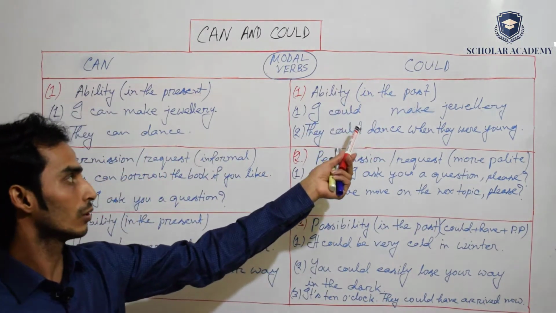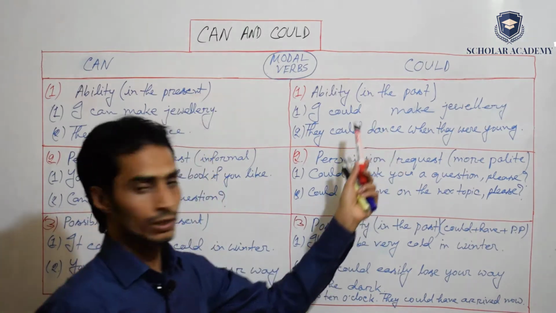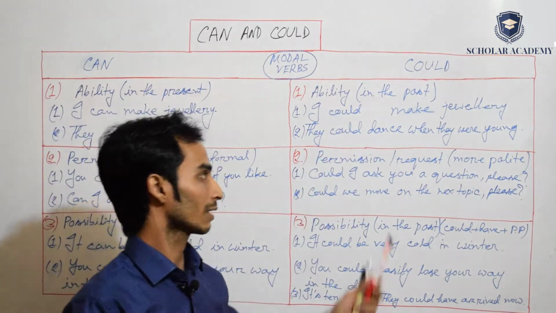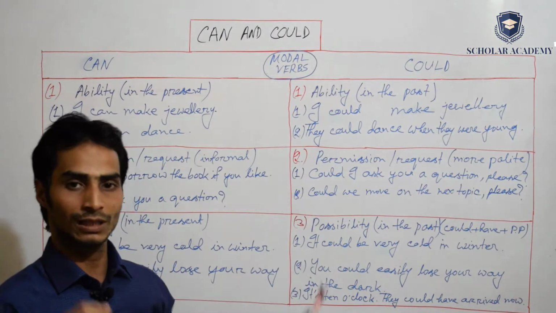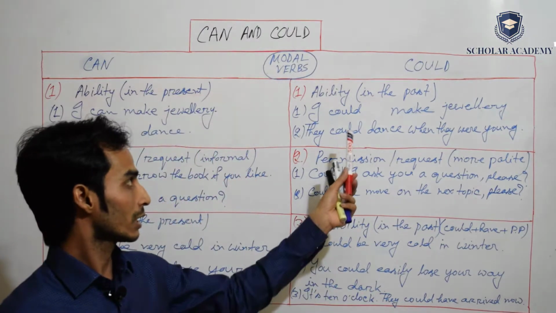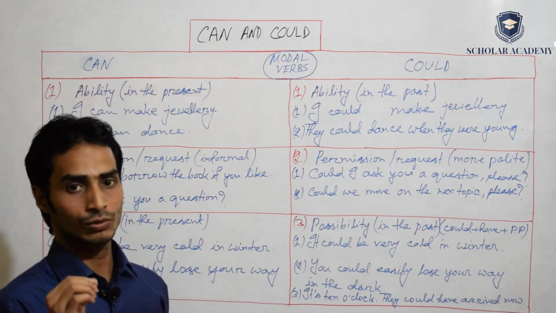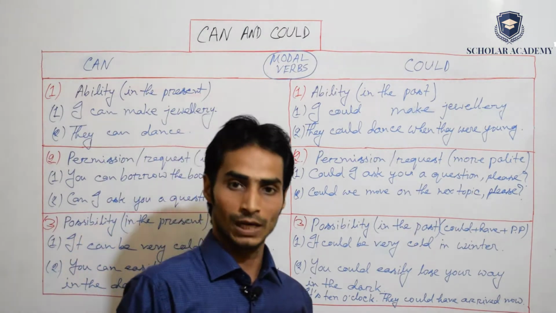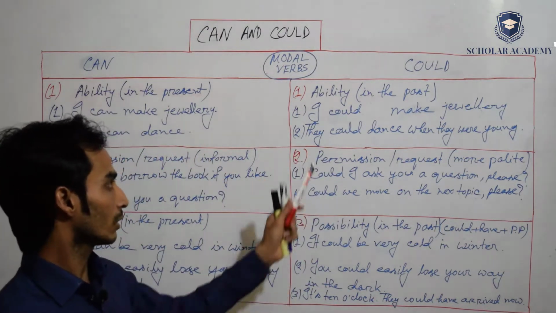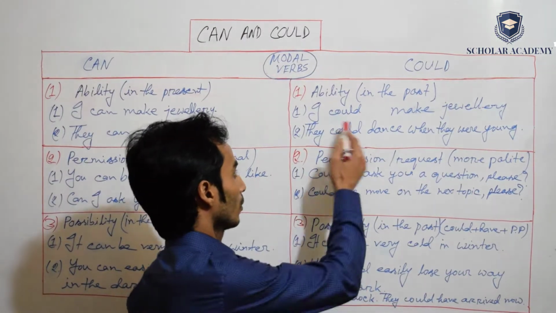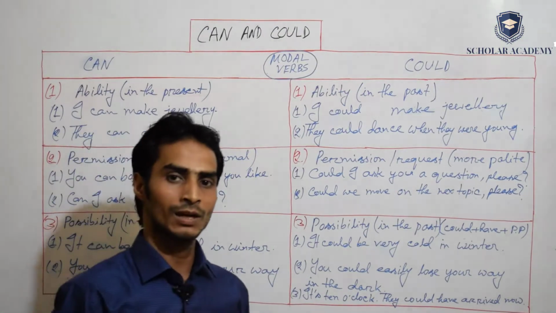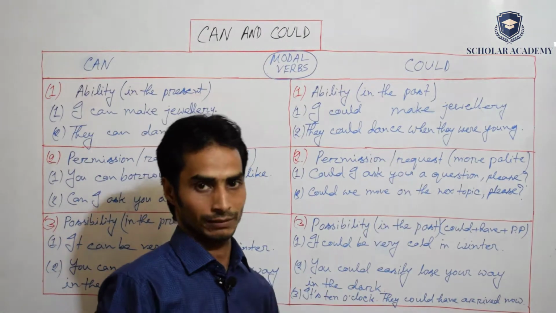Could is used to express the ability, but it is in the past. That means we use could to talk about the past, to do something that someone had in the past but not now. Let's look at some examples with could. Number one is, I could make jewelry. That means once upon a time I was able to make jewelry but not now.